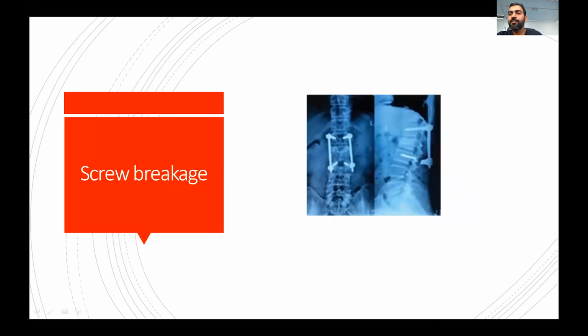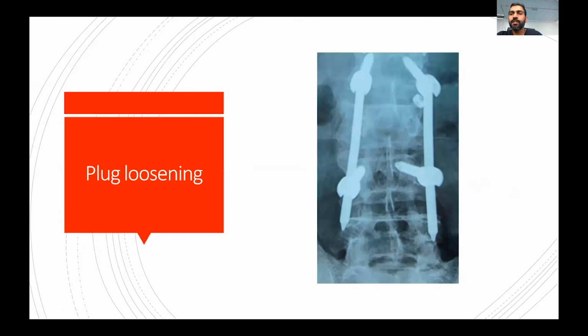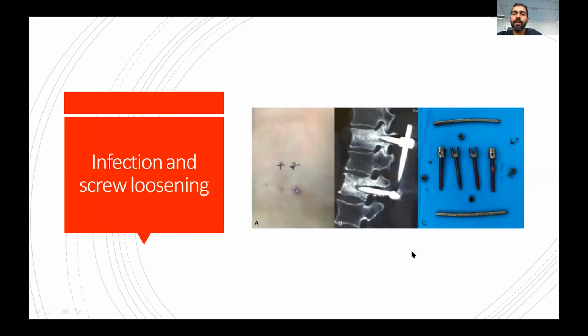Screw breakage is comparatively a late complication, as these are cannulated screws, so there are chances of screw breakage. There can be plug loosening. This can be occurring at the time of surgery or later on due to infection or loosening. As with every kind of surgery, we can have infection and screw loosening. In this picture, you can see that this is a local kind of infection, and this CT scan shows the loosening of the screws.